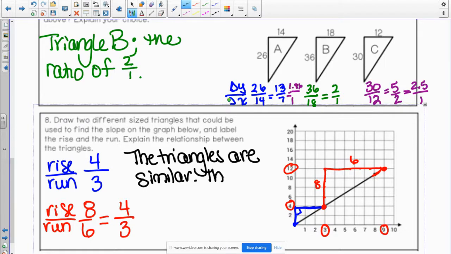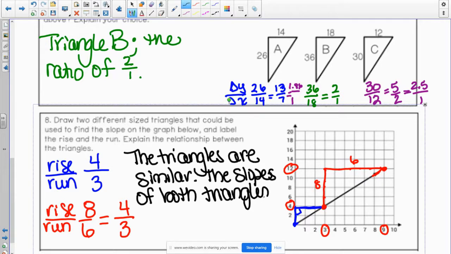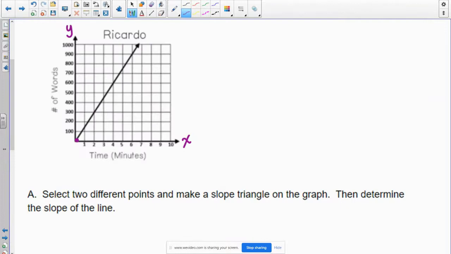And the slopes of both triangles simplify. Whew, sorry about that handwriting. To 4/3.